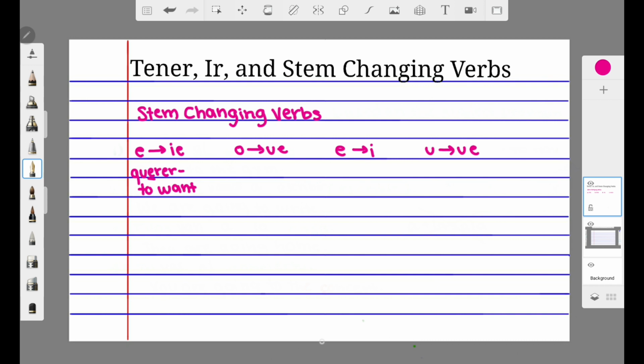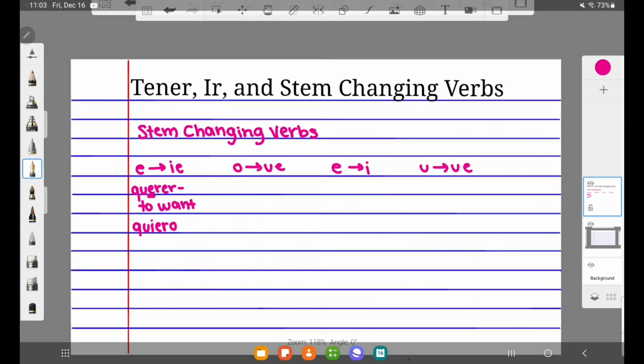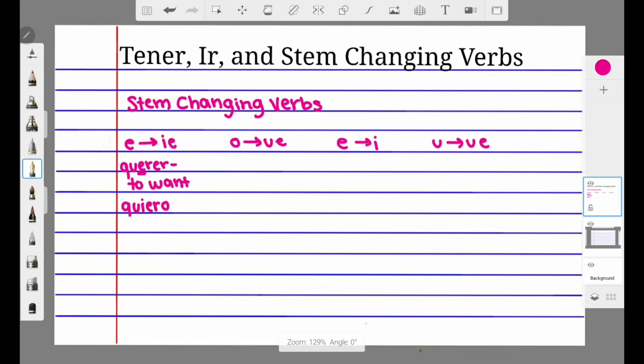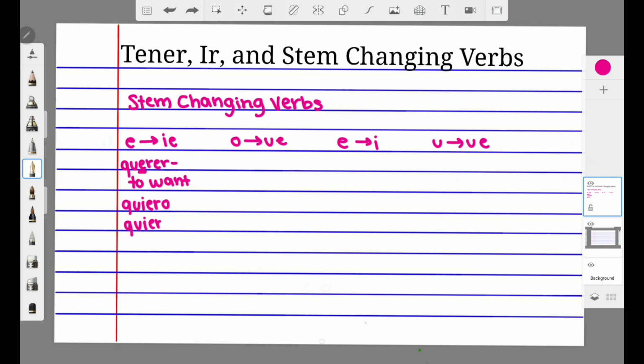Alright, so we have our E, and basically each time that you conjugate in your chart, the E changes to an IE. So we have the regular ER, so we're still going to do that ending, but we're just going to change this to quiero. It becomes quieres, and then quiere.